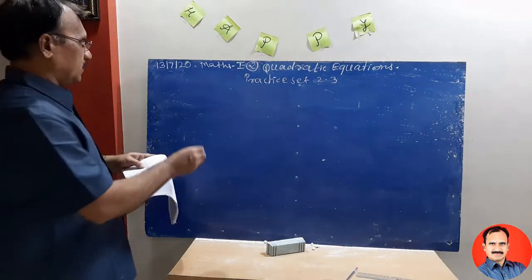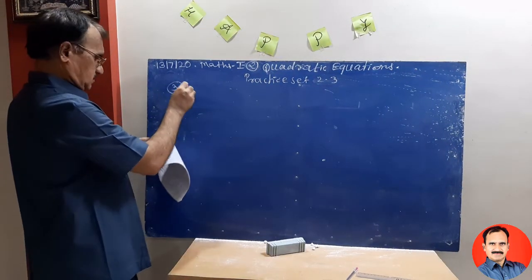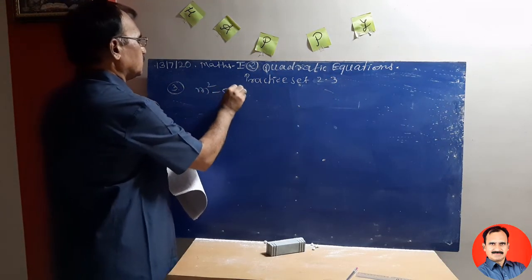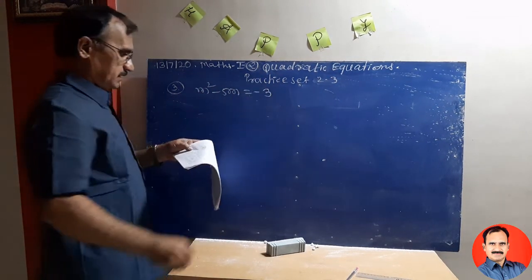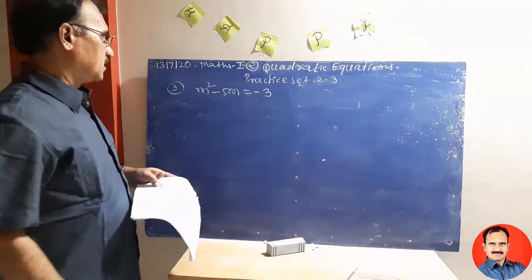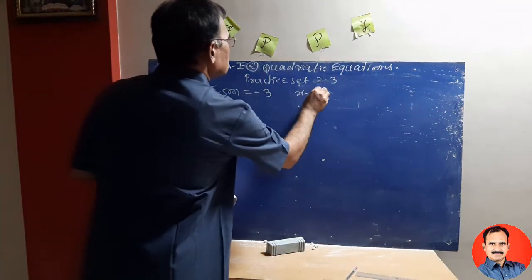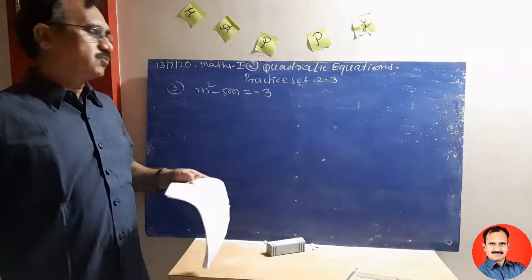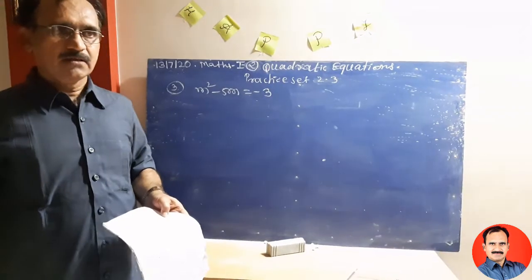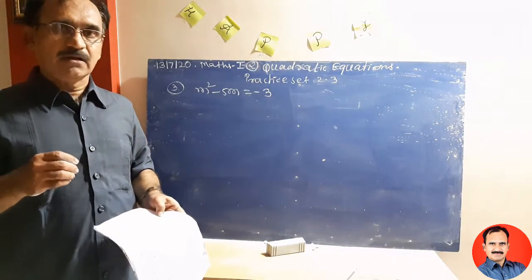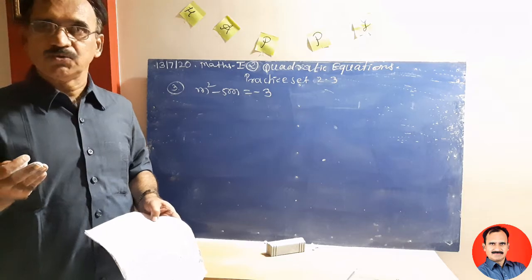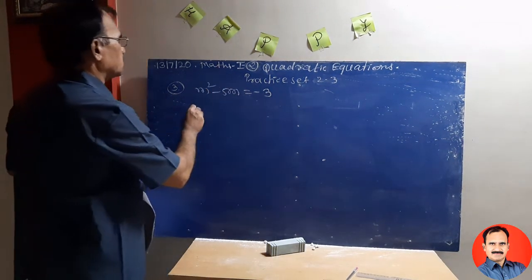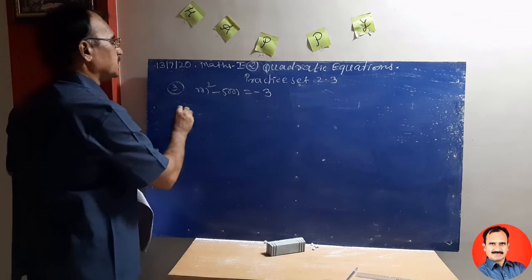Now, third example. m square minus 5m minus 3. Here, which method do we have to use, first or second method? According to my mind and my past students also, we can use the second method here. The third term is absent here.